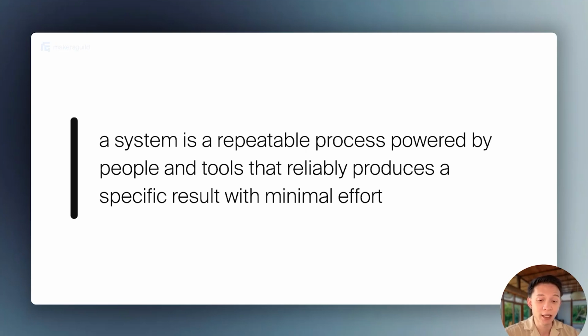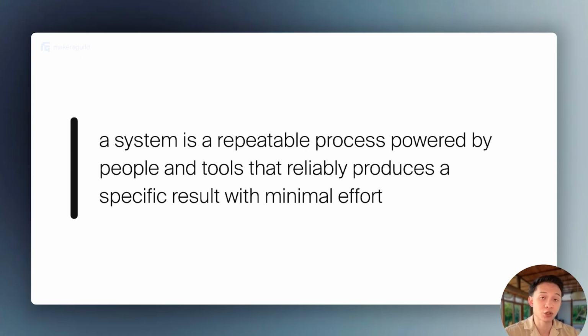Let's break it down. So a system is a repeatable process. So the keyword there, I guess, is repeatable process, things that can be done again and again and again. And it's going to be powered by people and tools. So the people are basically your team, yourself, and then the tools, that's where the AI part comes in, that's where your software comes in. And that's something that is also part of the system that reliably produces a specific result.